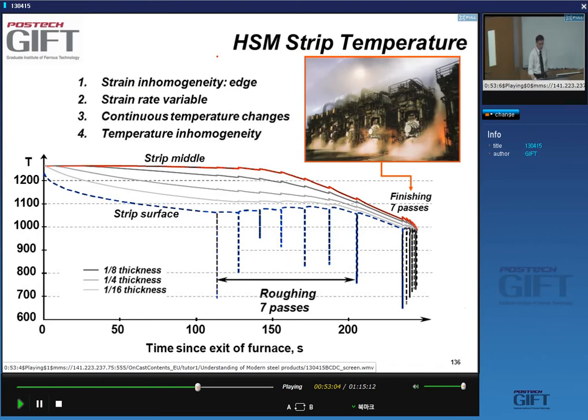So it's important to look at the hot strip mill and say, well, we always have actual strain inhomogeneity. For instance, at the edge, it's not very large. I agree, the strain rate is variable. We usually assume that the strain rate within the gap is constant. It's not. It changes constantly in the gap. But we also have continuous temperature changes, and what's more important, temperature inhomogeneity.